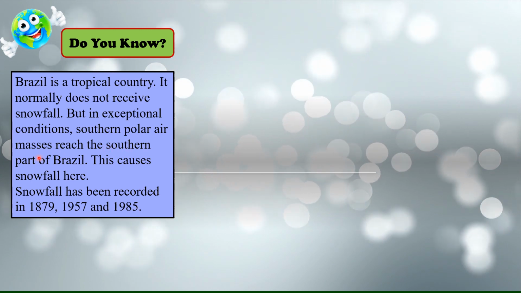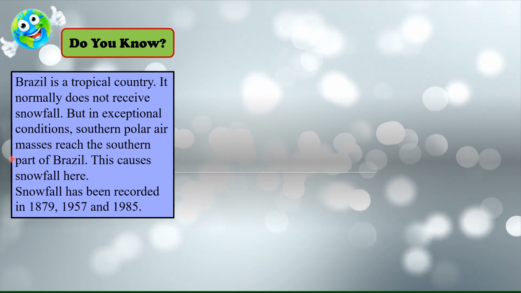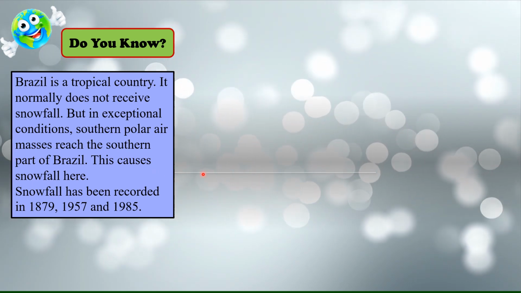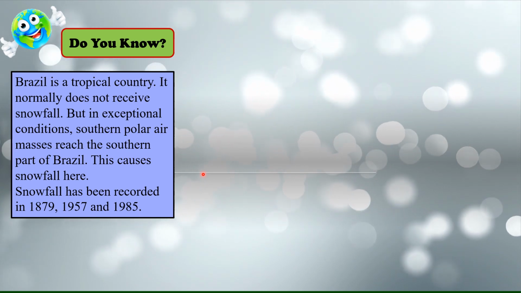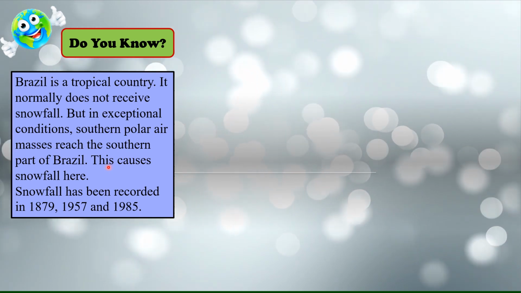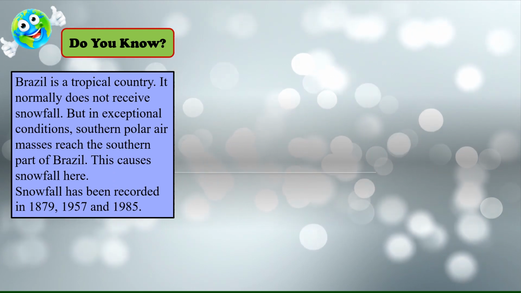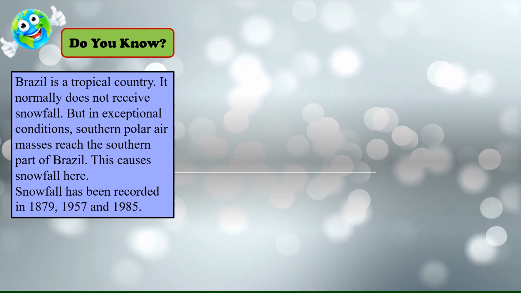Now the southern part of Brazil lies in the temperate zone because the Tropic of Capricorn passes through the southern part of Brazil. Now let's see the explanation. Children, I've just given the explanation so that you understand this concept well. This is not important from the examination point of view. I've just given it so that you understand it properly.